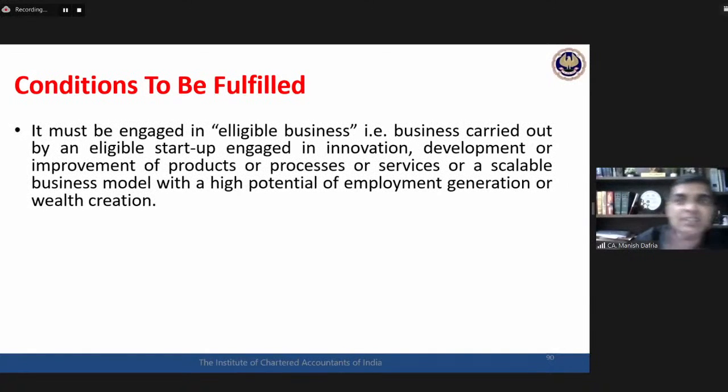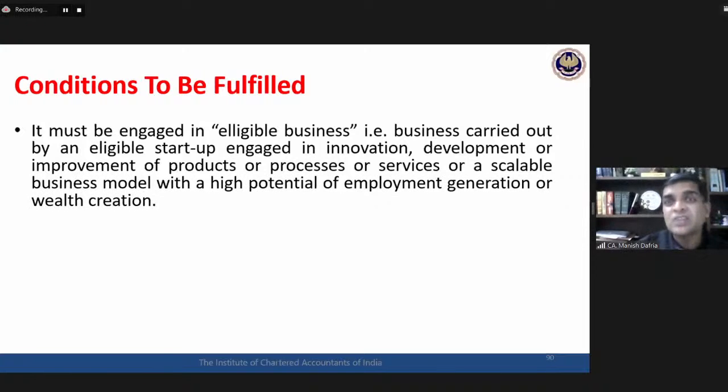Now this condition is related with the original requirement, where we have said that the assessee should be an eligible startup. It should be engaged in the eligible business. So they have given a general criteria about the business which will be eligible for the purpose of this deduction. A very generalized criteria is there. We all can understand it in the general sense.